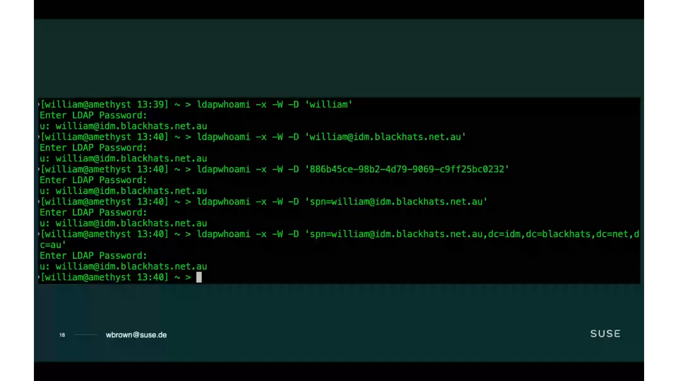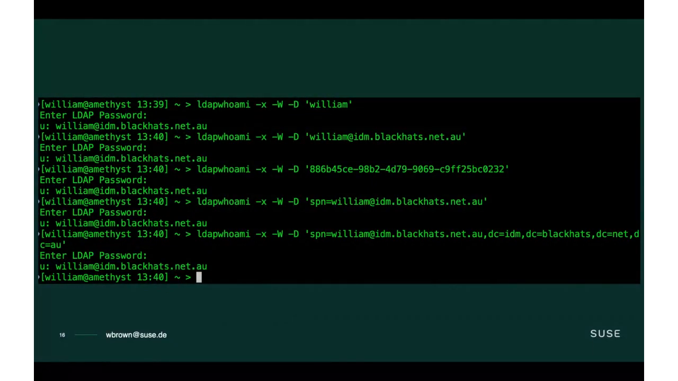And of course, one of the things here is, as mentioned, it has to be a unique identifier. So if there was ever a situation where two accounts happen to match the search qualifier, we would refuse to process the authentication.